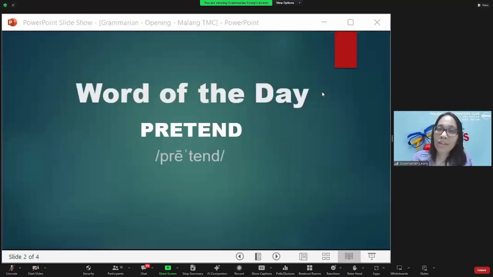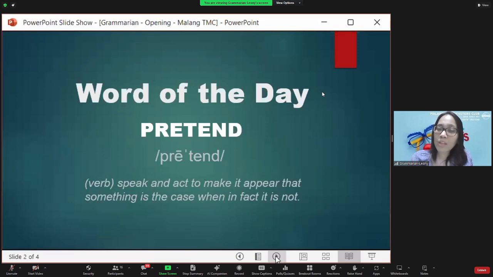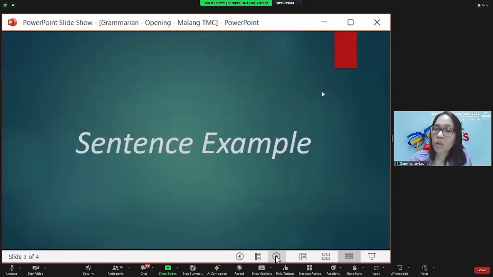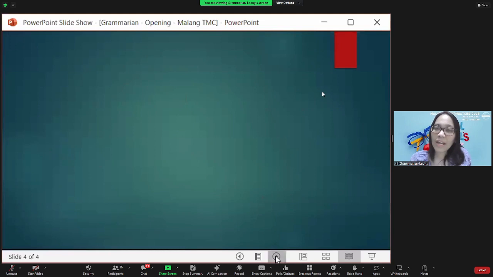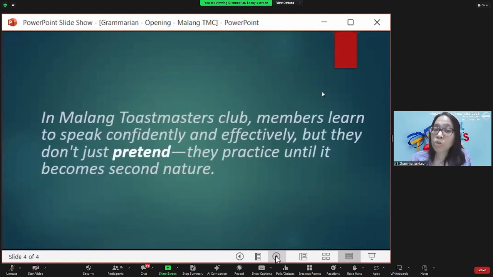Our word of the day is pretend. Pretend has the definition: to speak and act to make it appear that something is the case when in fact it is not. And I also have an example sentence that you can use, and maybe it can give you some inspiration. In Malang Toastmasters Club, members learn to speak confidently and effectively, but they don't just pretend. They practice until it becomes second nature. So this is one example of using pretend in a sentence.